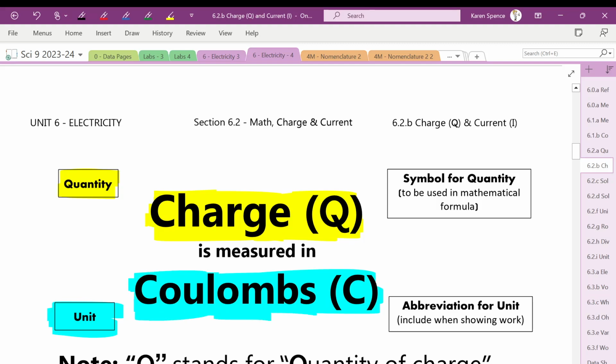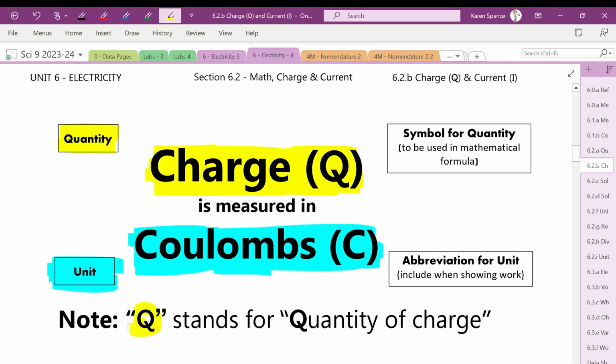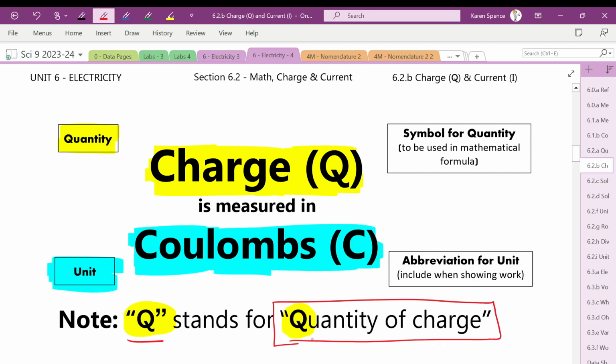And here's where I promised we would come across this. Q stands for the quantity of charge. So that's where the Q comes from. So if you have trouble remembering it, you can look it up there.